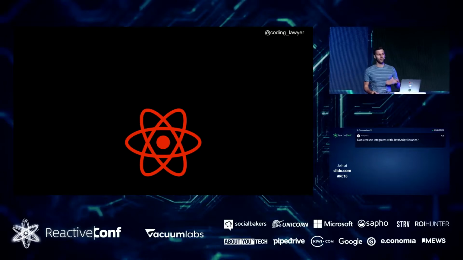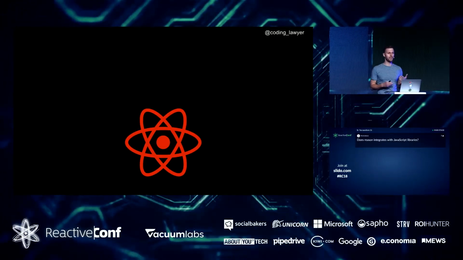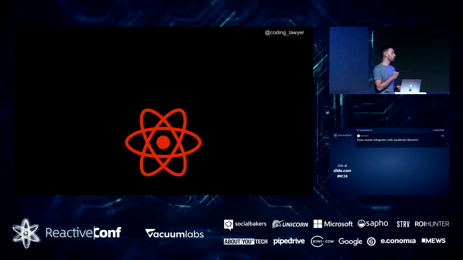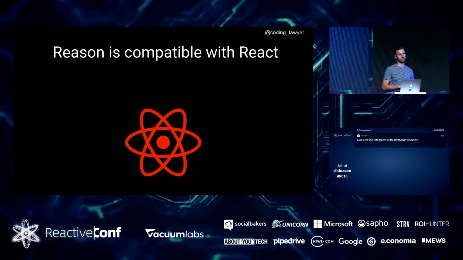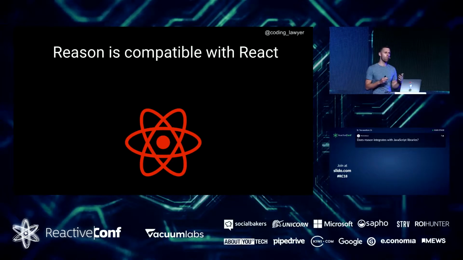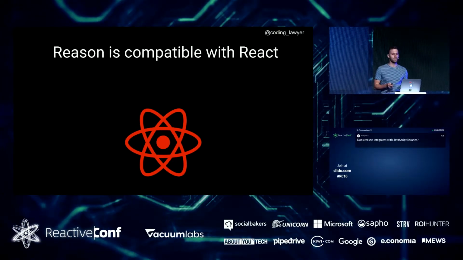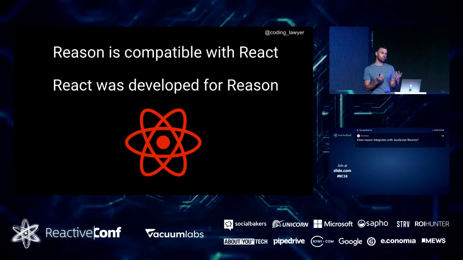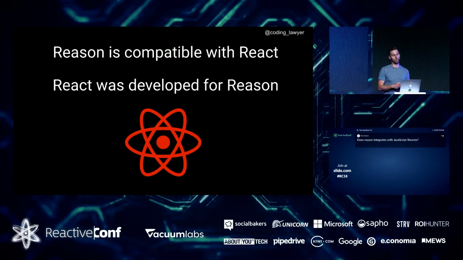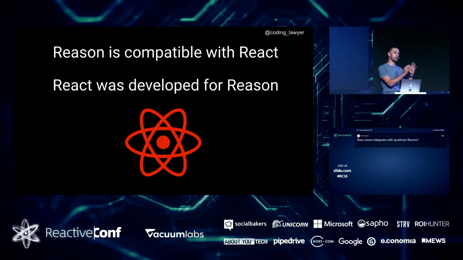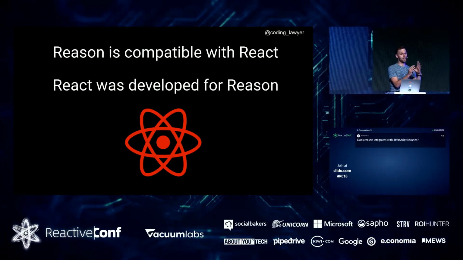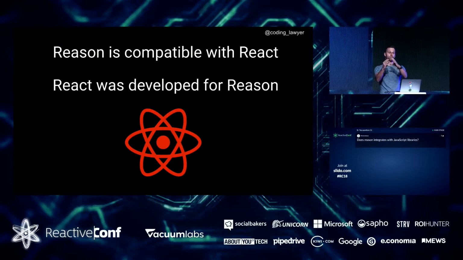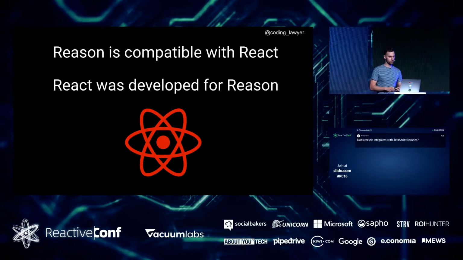Maybe you are now thinking, why should I use React in Reason? Well, we've already mentioned that Reason is compatible with React. And why is it compatible? Because React was developed for Reason. More specifically, it was developed for OCaml, because React's first prototype was built in Standard ML, a cousin of OCaml, then it was moved to OCaml and transcribed to JavaScript.